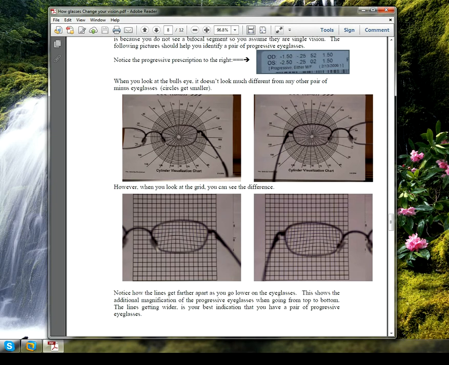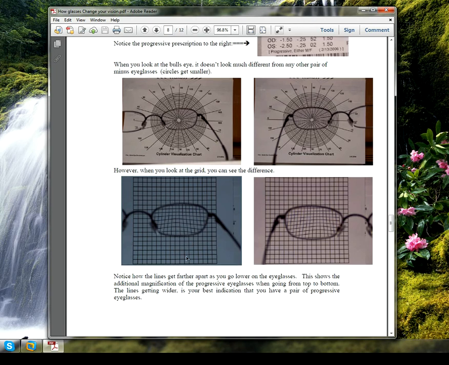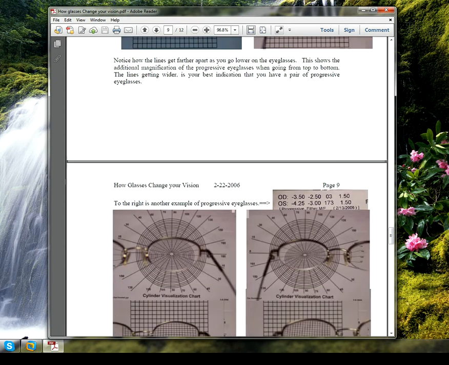But now if you look at them through the lines chart, you can see how the lines get closer together at the top, and they widen back up to the point that they're the same spacing as they are here. Now this is a pair of glasses that actually has a zero prescription at the bottom. The add is making it more plus, going from a minus 1.50 to a plus 0, to an absolute 0. And so the lines chart allows you to see that these glasses are progressive.